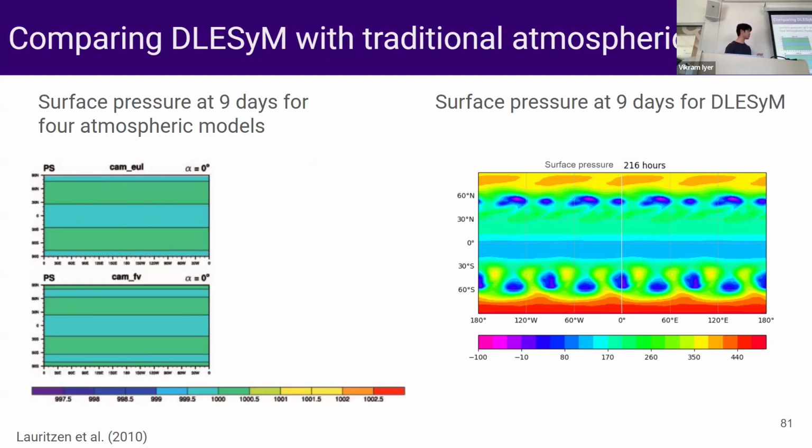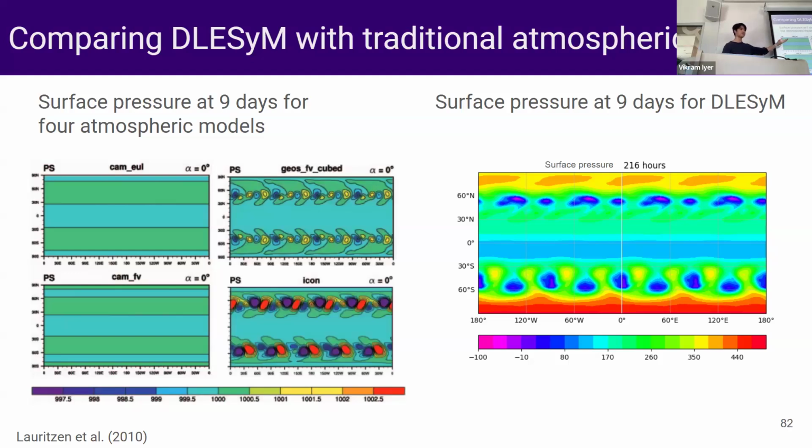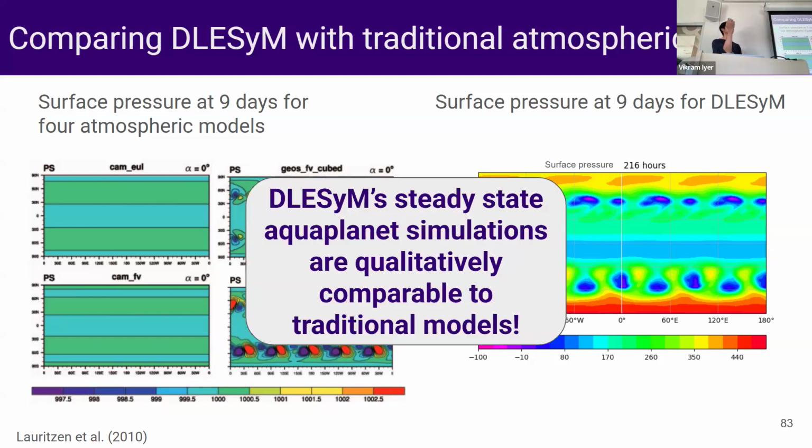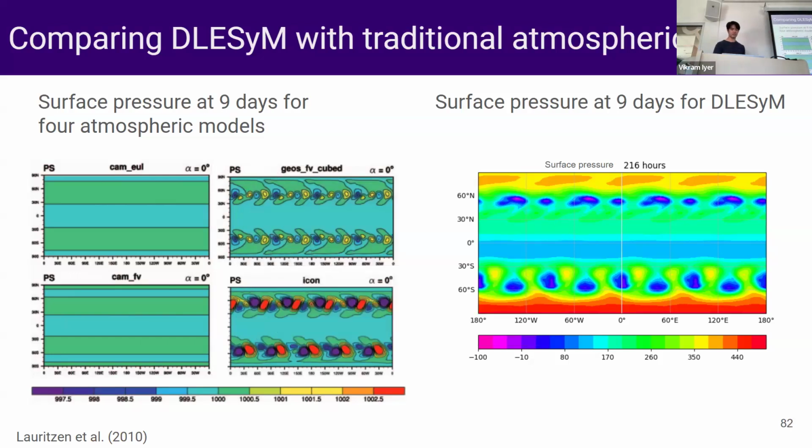So these 2 models did very well. But there's 2 other models which don't do very well. In fact, they sort of break down in a similar way to our machine learning model. So really the takeaway here is that DeLeSim's aquaplanet simulations are at least qualitatively comparable to traditional atmospheric models. Some do well, but some don't. So I think this is still an impressive result, even if we weren't able to maintain conditions that look like this. But ideally we do.